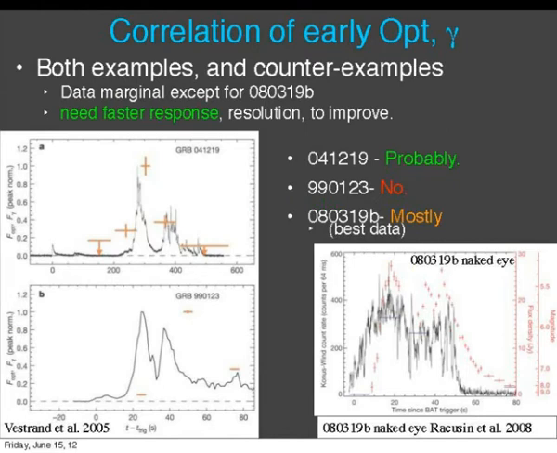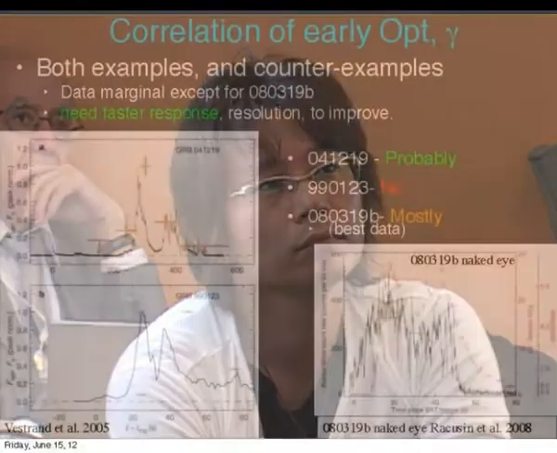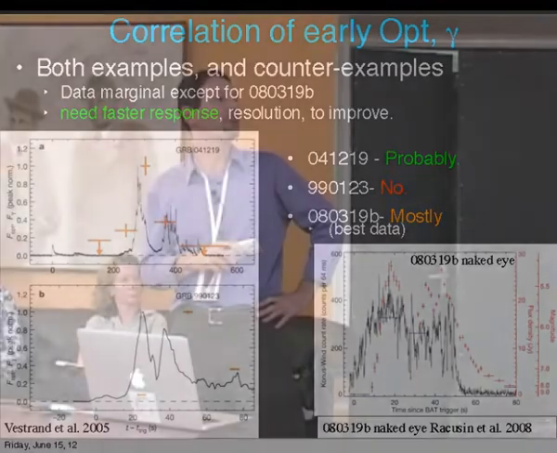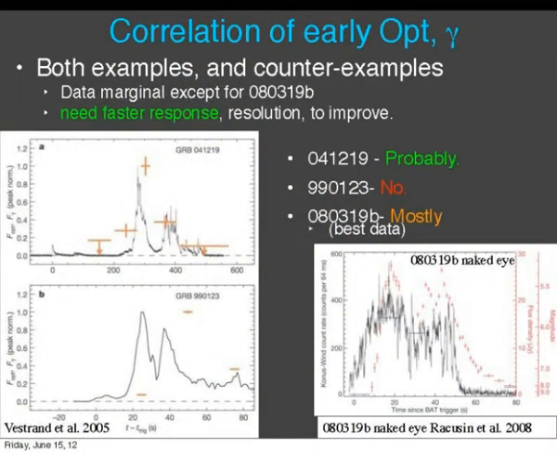I want to remind you that if you had a big sample of optical and gamma rays in prompt, you could do all kinds of interesting things with it, all kinds of interesting correlations. And as far as whether they correlate or not, there are both examples and counterexamples. There's this very nice example of 04-1219. Here is 990123. No way. No, couldn't correlate, and some kind of intermediate case for the naked eye burst.